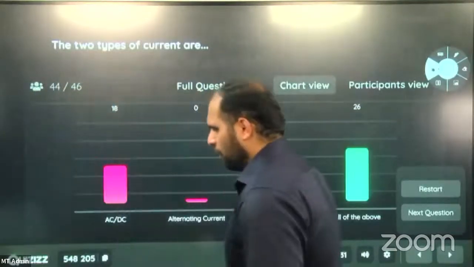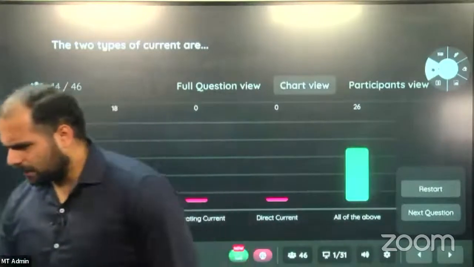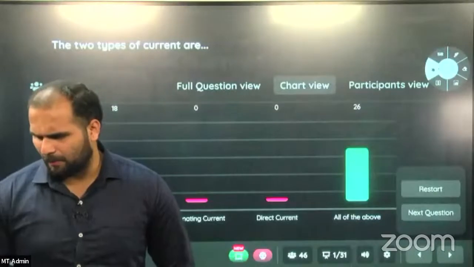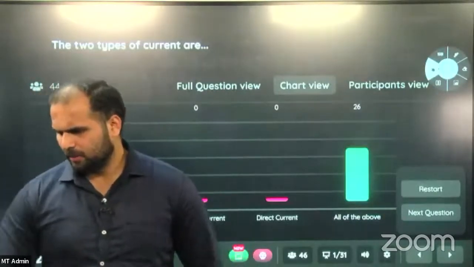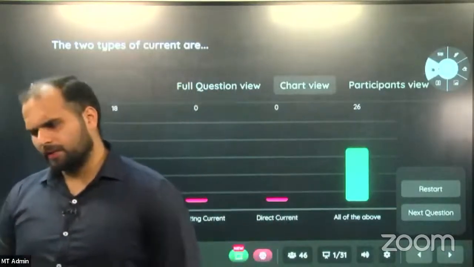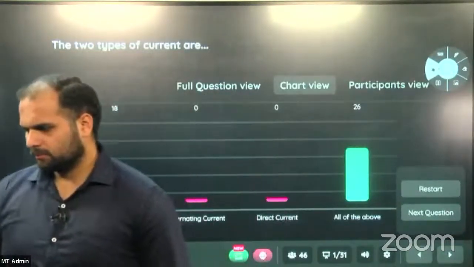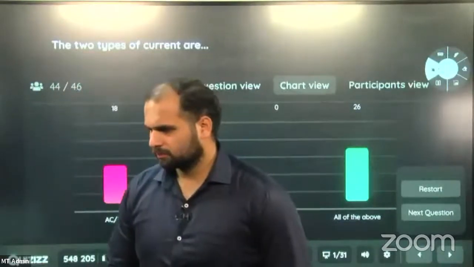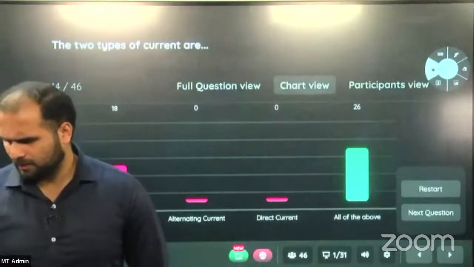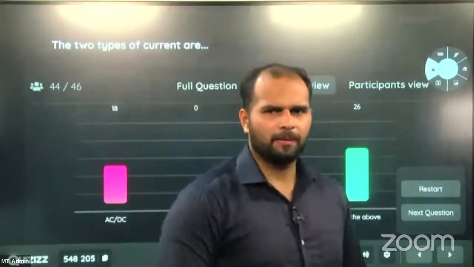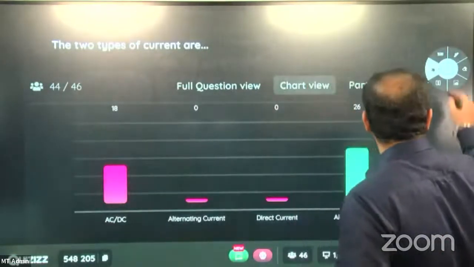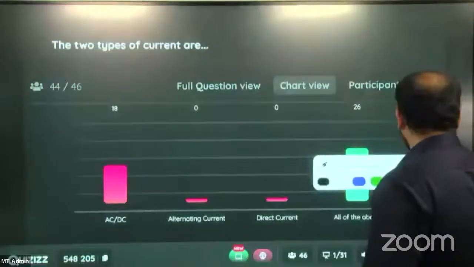Now, one thing which Sanskar told me is that AC has less power consumption. Why? Less loss of energy. Why? Because AC reverses its direction. Is that the only part? Or? It can be transmitted, Rishabh. I agree with that part, but right now, I'm talking about the consumption part. Why do we use AC at our home and not the DC? Okay, fine.